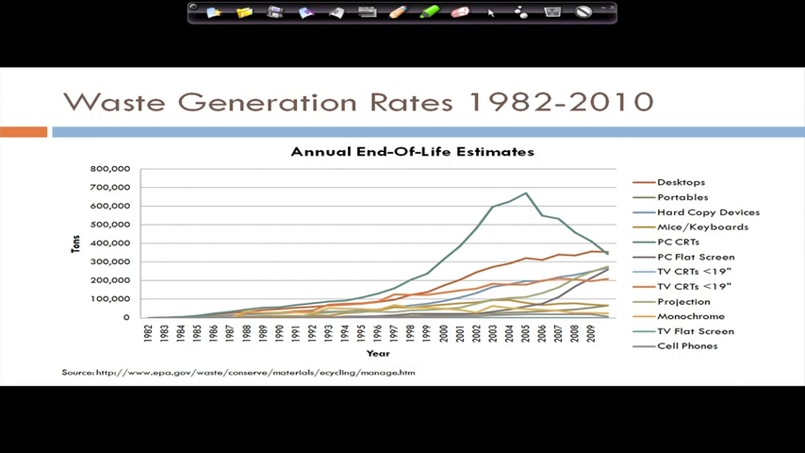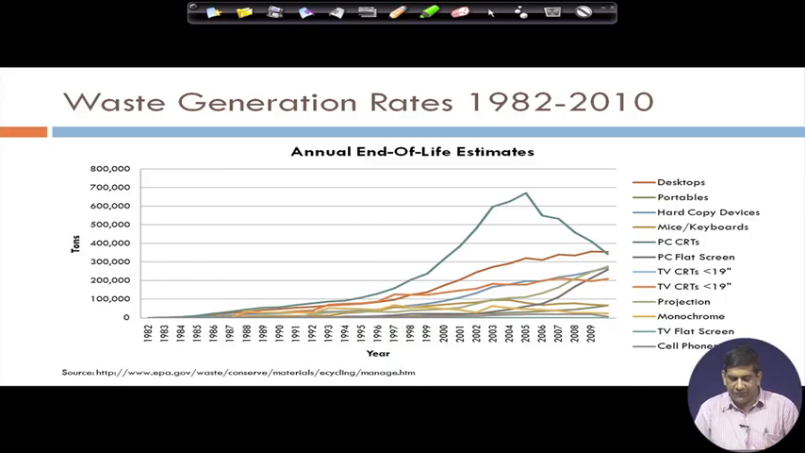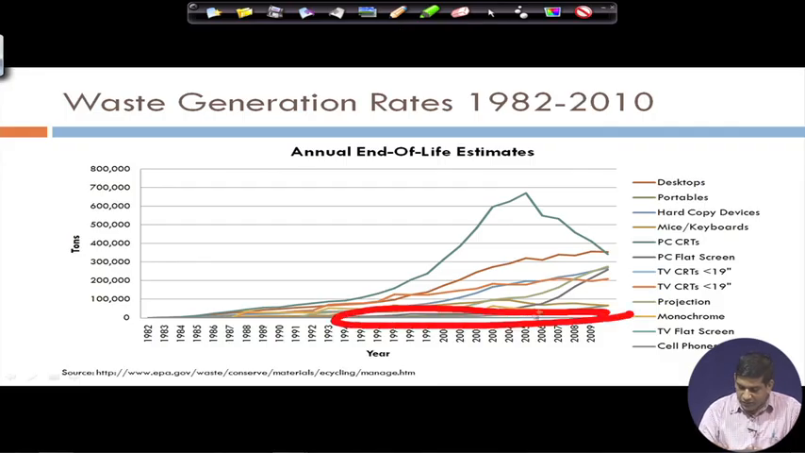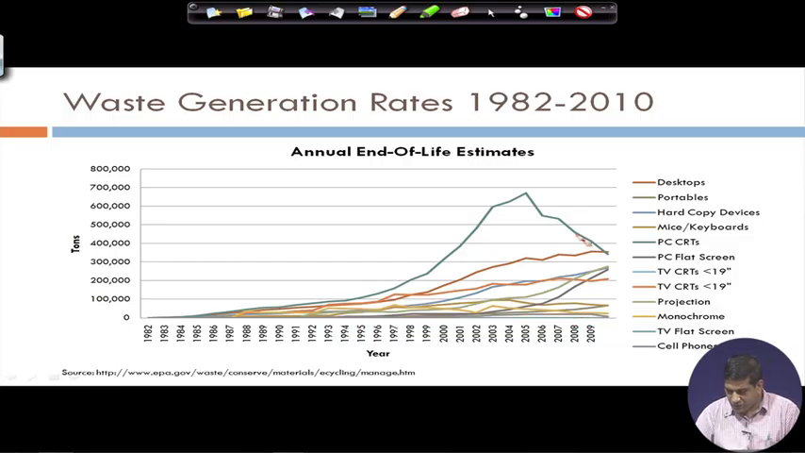Here are some of the individual end-of-life estimates between 1982 and 2010: desktops, portable hard copy drives, mice and keyboards, CRTs, flat screens, TVs, projection, monochrome. As you can see, the cell phone is almost at the bottom, that gray line over there. The topmost one, I think, is the PC CRTs, and then there was a drop in PC CRTs after 2005, 2006.